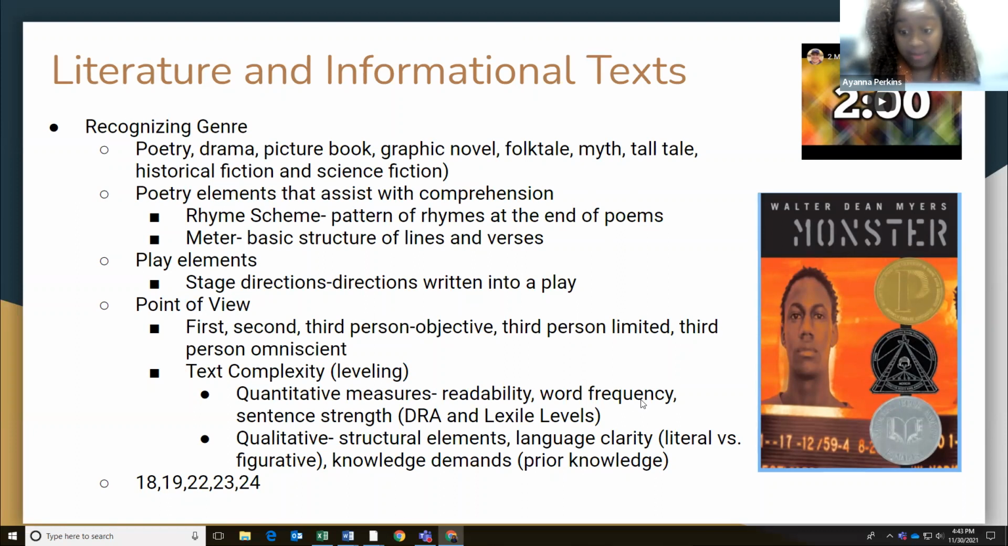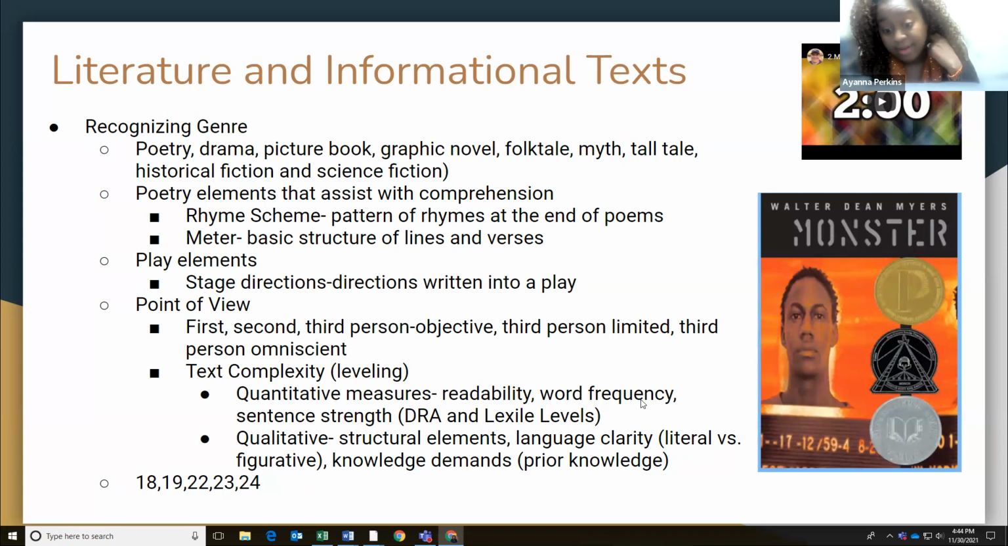This narrator is actually able to say what a person is thinking and what a person is feeling during the time. So those are the different points of view, and students really have to understand that as a part of comprehension. And then text complexity is very important. As future teachers, you all have to make sure that you're understanding the different levels. And there are different ways to measure that. So one is quantitative. That is the readability, word frequency, and sentence length. That's measured by DRA and Lexile levels.